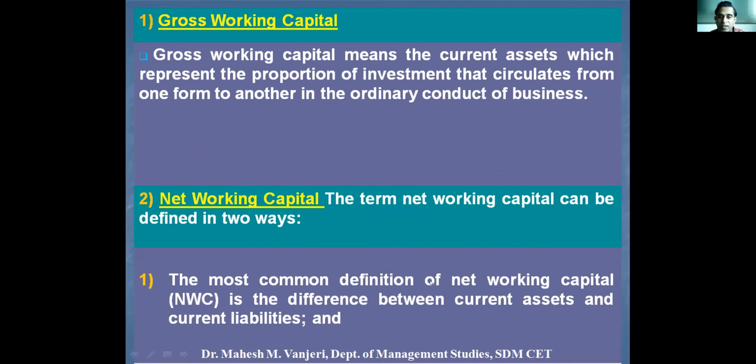One is, the most common definition of net working capital is the difference between current assets and current liabilities. That is the reason why, before I began the first slide, I spent 5 minutes to make you understand the concepts in a simple way. Even if you have paid attention to those 5 minutes, all these points will be very easy, along with your clarity of concepts in accounting for managers, semester 1.